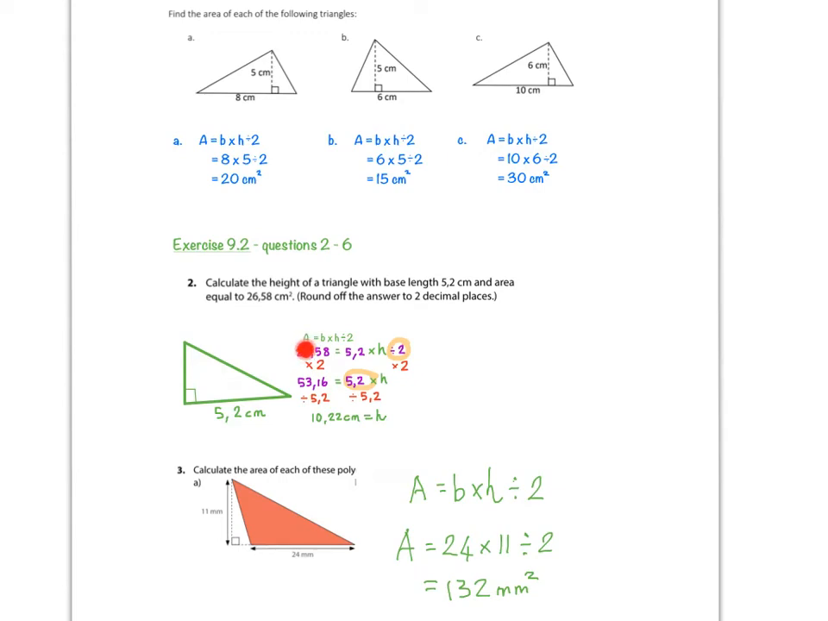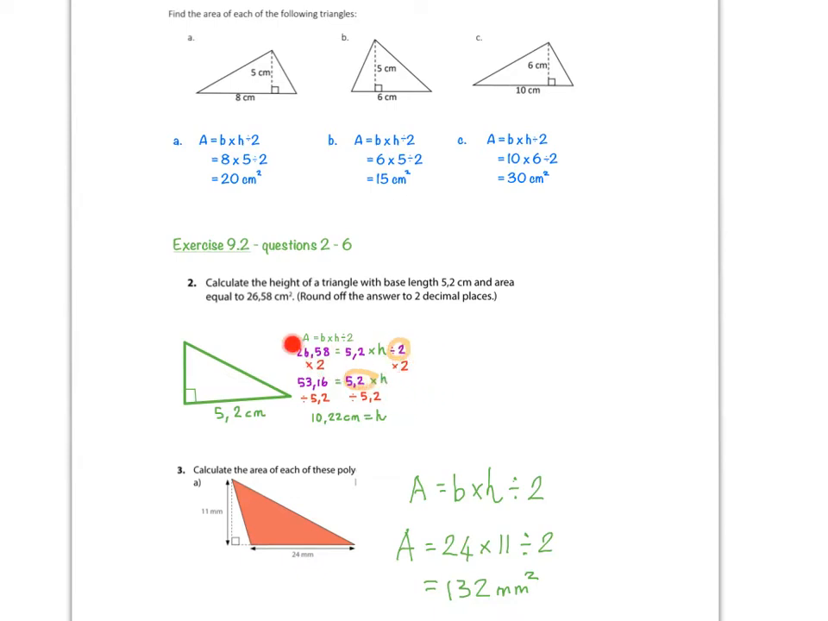So we say that area is equal to base times height divided by 2. We're given the area as 26.58. It's equal to the base, which is 5.2, times the height, which we don't know, and divided by 2. Now we have to unpick things to get this h on its own. We want to know what the value of h is. The easiest thing to unpick first, instead of divide by 2, let's times by 2, because that will undo the divide by 2.